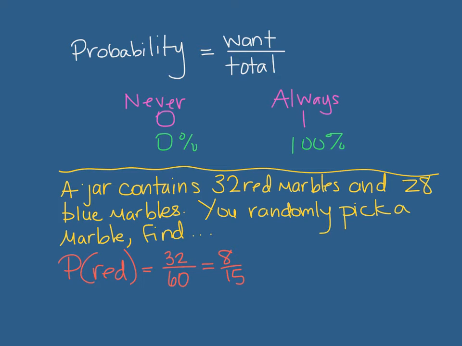Okay, let's try a different one. Let's see, what if we want to do the probability that it is not red? Well, that would be every other color except for red, which there happens to just be 28 blue, so there's 28 ways to not get red. Total is still 60, so 28 out of 60 again. If I simplify that fraction, that's 7/15.